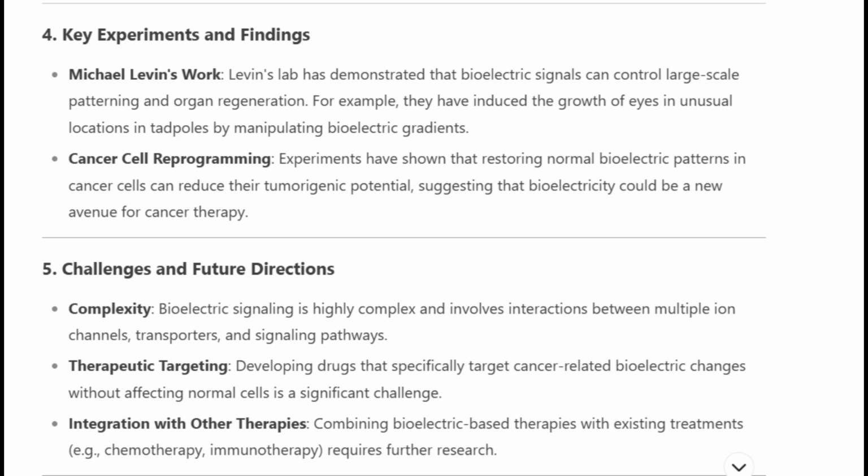5. Challenges and future directions. Complexity: bioelectric signaling is highly complex and involves interactions between multiple ion channels, transporters, and signaling pathways. Therapeutic targeting: developing drugs that specifically target cancer-related bioelectric changes without affecting normal cells is a significant challenge. Integration with other therapies: combining bioelectric-based therapies with existing treatments, e.g., chemotherapy, immunotherapy, requires further research.